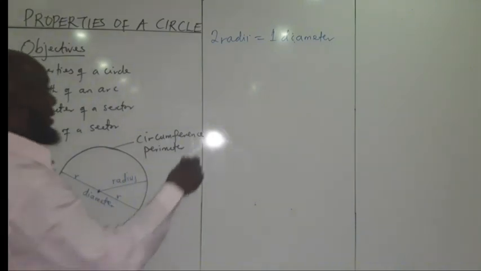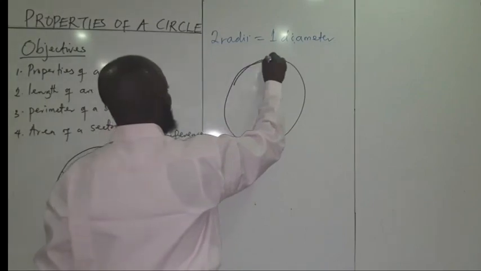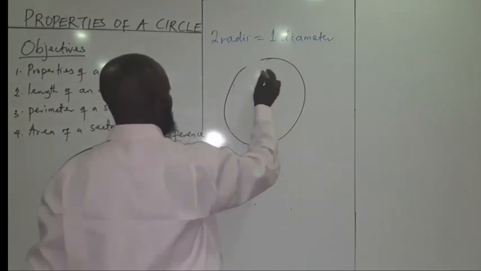So I'm going to draw another circle now. I'll draw another circle. So this is another circle, right?